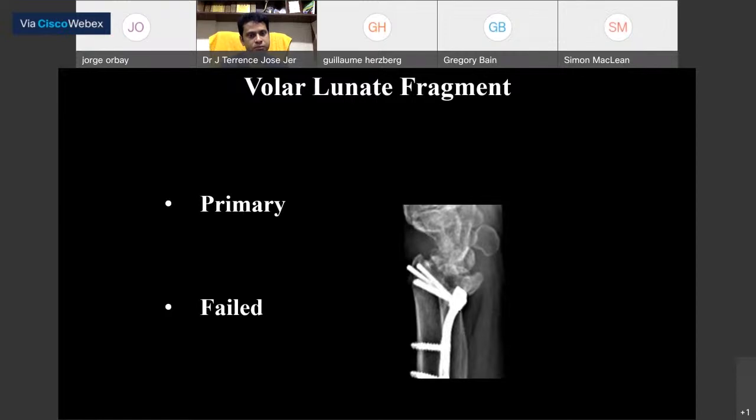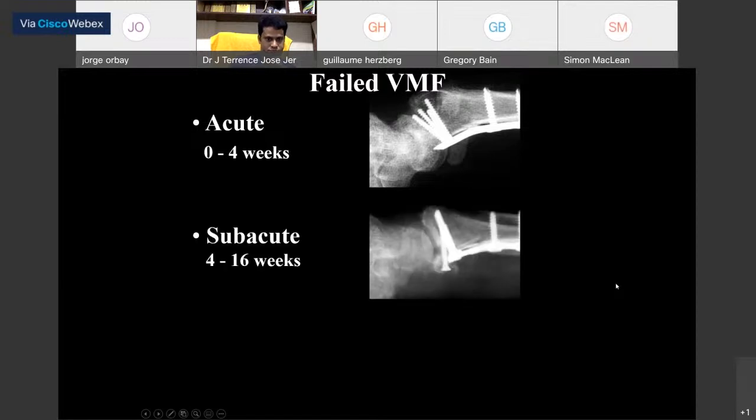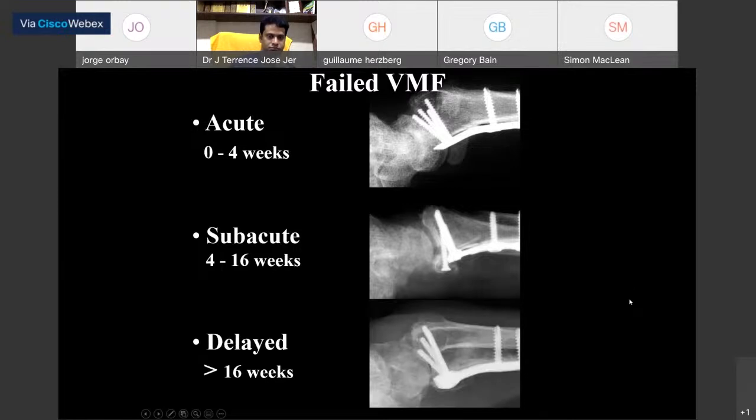Volar marginal fragments can also be considered when they already have had surgery. The failed volar lunate fragment is a really big problem, and we like to consider them depending on the time that has occurred since failure. If it's less than 4 weeks, we call them acute. If it's between 4 weeks and 4 months, we call them subacute because the bony changes are not very developed. But if they are more than 4 months, we call them delayed. And these cases, unfortunately, many times have already extensive cartilage damage and are very difficult to treat.